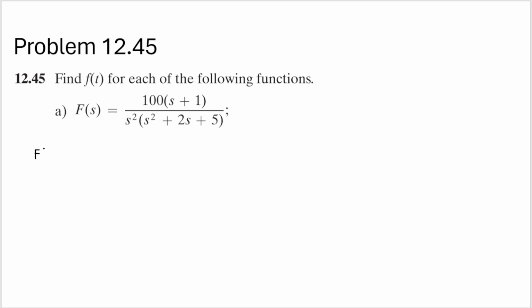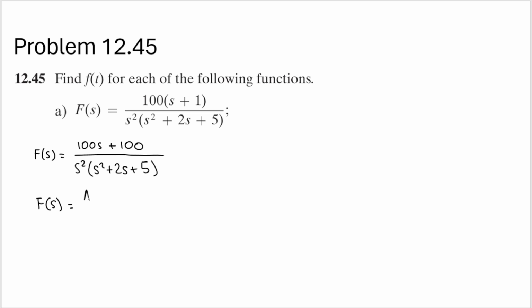Let's make it here. So I will have F(s) equal to (100s + 100) divided by s squared multiplied by (s squared + 2s + 5). This quadratic function cannot be factorized, so we just leave it as is. And this has two roots, so we have s squared, so we need to break it down into s and s squared. So we will have it like this.